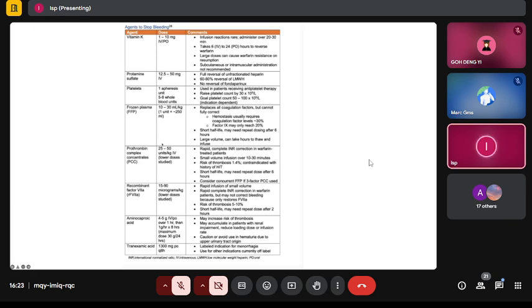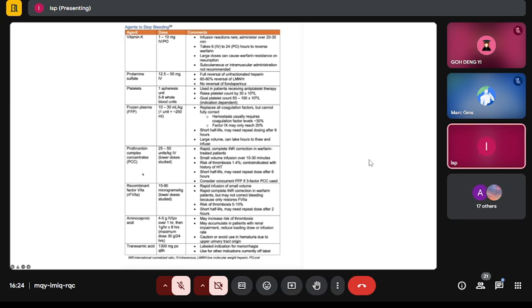PCC is something newer. It contains 3 to 4 factors. Usually have factor 2, factor 7, factor 9, and factor 10. So it's useful when patient is taking warfarin, or when patient is having hemophilia, but you do not have a specific factor assay, then you can give this PCC. It's more rapid onset and lower in volume.